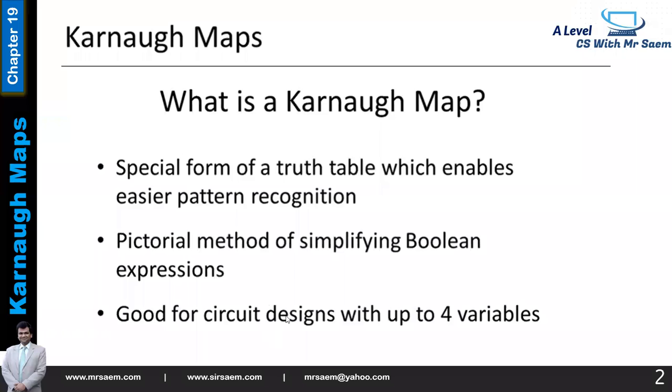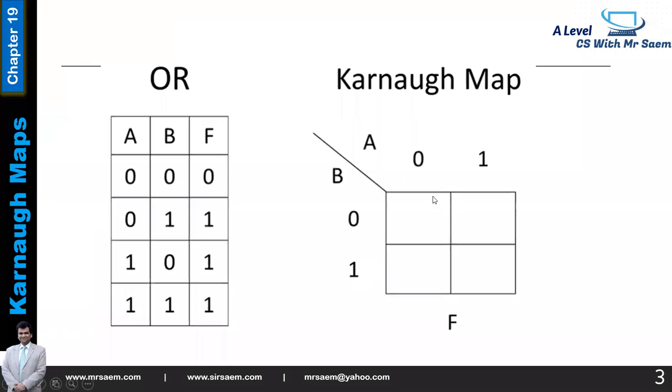It's good for circuit designing up to 4 variables, not more than that. So we will see how this pattern recognition basically works. As you can see, over here is the OR gate. We have two inputs, 0, 0, and we get this particular output of the OR gate. If we have to make the Karnaugh map of the OR gate, or any Karnaugh map of two variables, meaning two inputs, this is the way we do it.